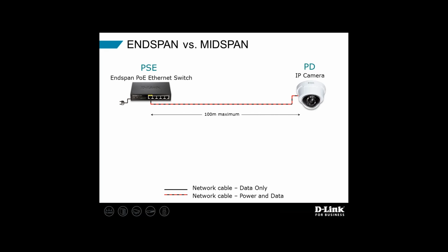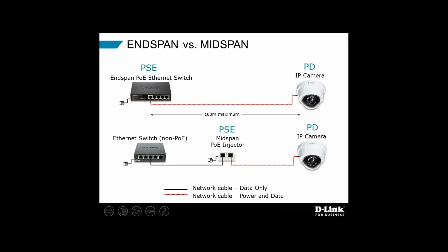In this case, the Ethernet switch is acting as the PSE. It's end span because it's generating the Ethernet signal, and it's also putting power on the wire, and that's signified by the dashed red and black line.